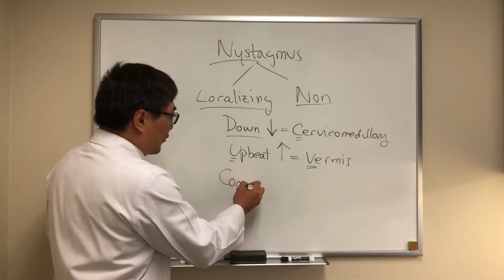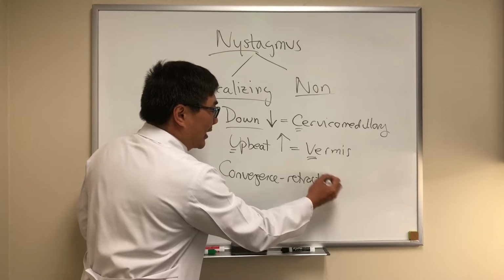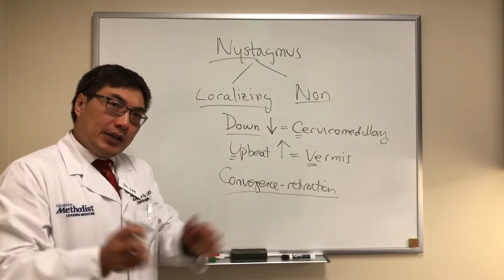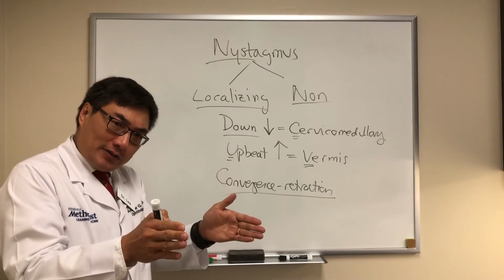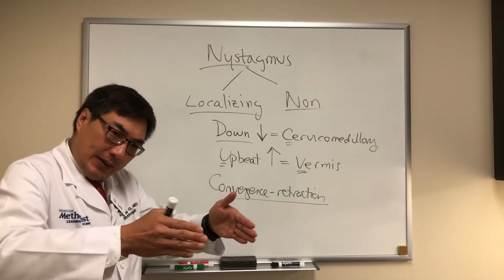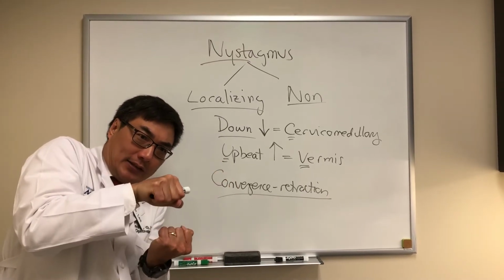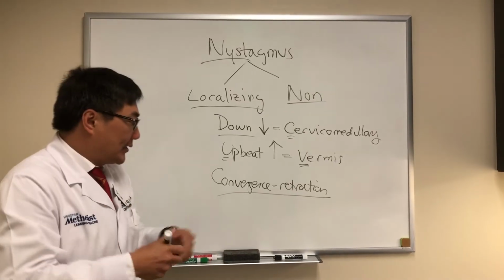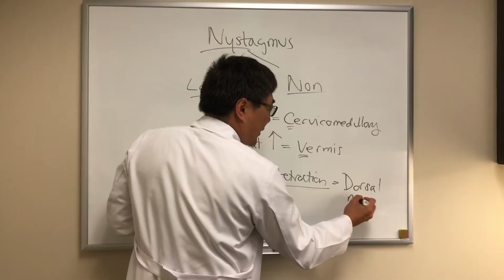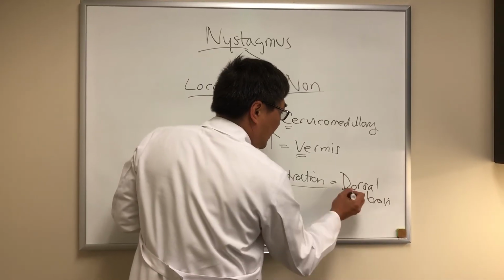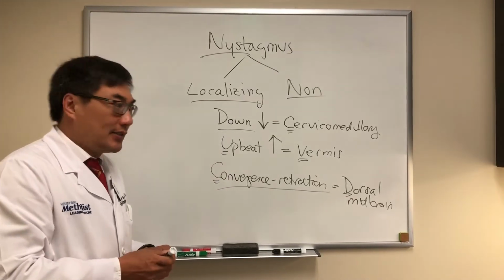And we have convergence retraction nystagmus. It's not really a nystagmus, it's a nystagmoid movement. So the eyes converge and then retract because we have co-firing of all the muscles of cranial nerve three. Medial rectus makes it converge, and if you fire the superior and inferior rectus at the same time, it retracts the globe. So convergence retraction nystagmus, C, equals the dorsal midbrain, D. Dorsal midbrain, D. Convergence retraction nystagmus, C.